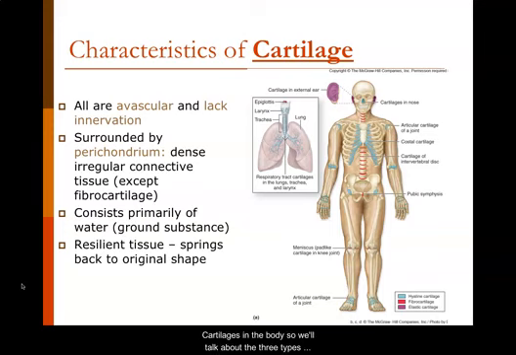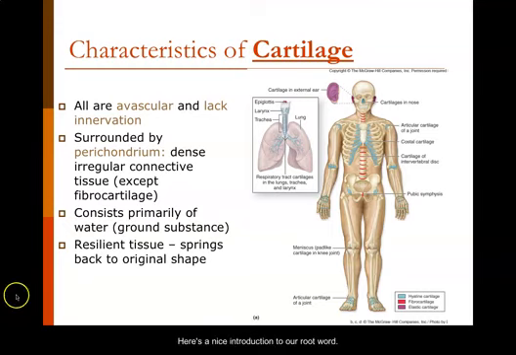Cartilage in the body, we'll talk about the three types: hyaline cartilage, elastic cartilage, and fibrocartilage. They're going to be surrounded by a thin layer of dense, irregular connective tissue on their superficial surface. That covering of dense, irregular connective tissue is called the perichondrium.